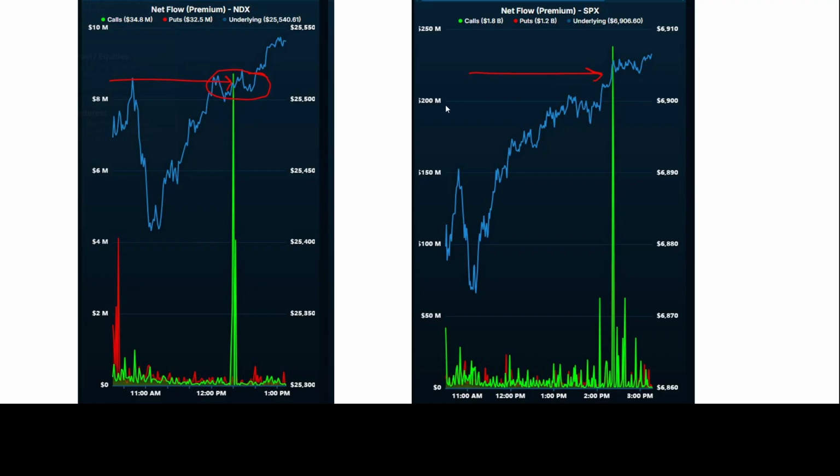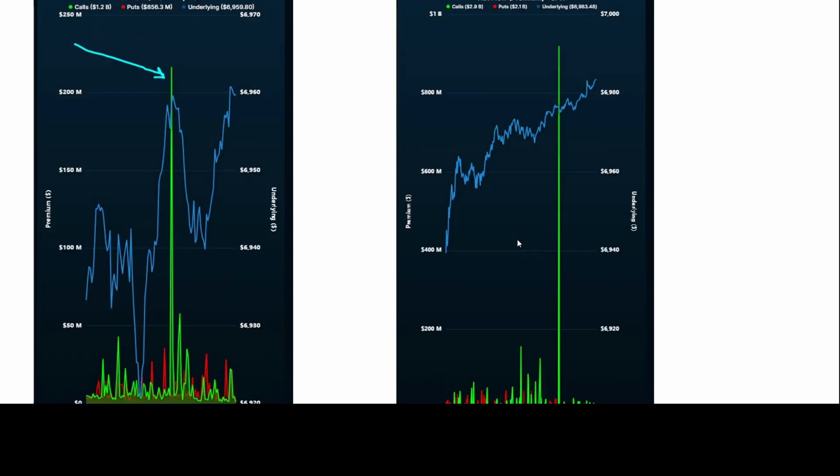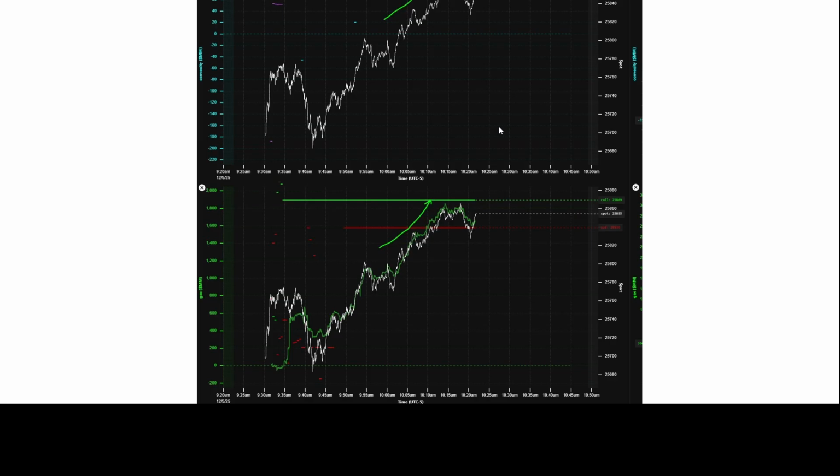See this. 200 million is more than 50 million. That is my cutoff. Here the same, another spike, the price falls. Here the same, the price starts to go up. Remember, configure your net flow, putting here out of the money, OTM, also for SPX, out of the money.